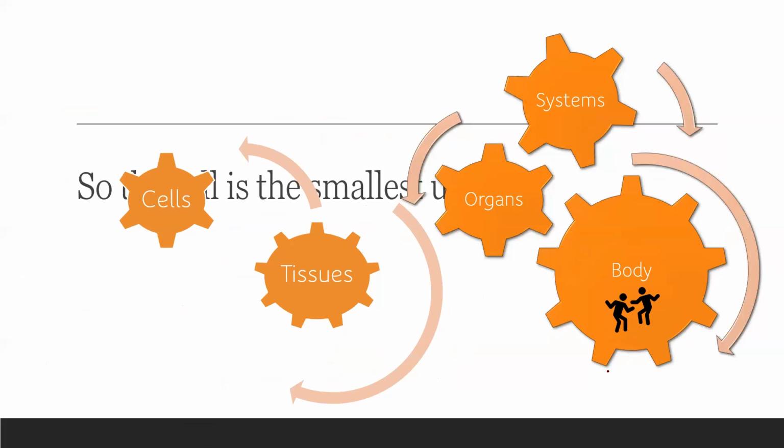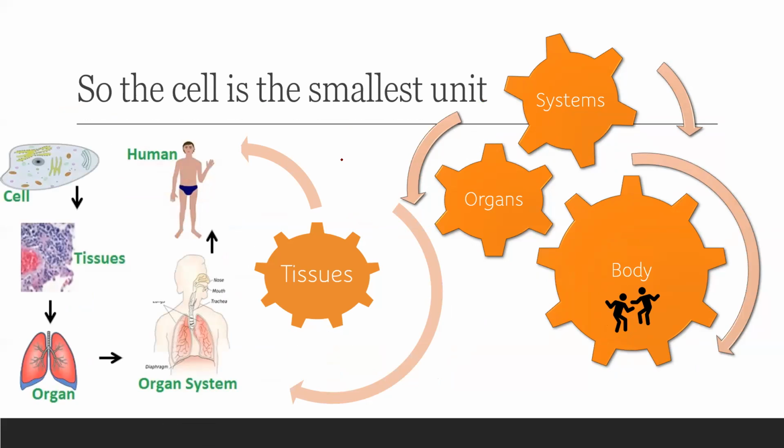Look here. This is our body that is consisting from some systems. The systems consisting from some organs, then some tissues, then cells.